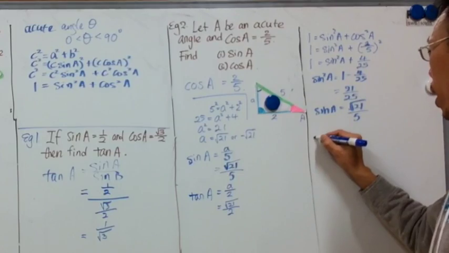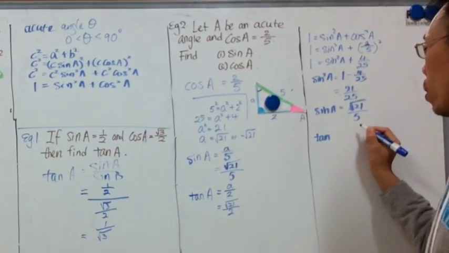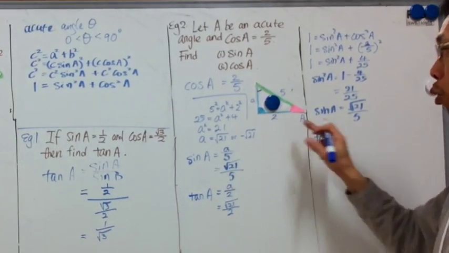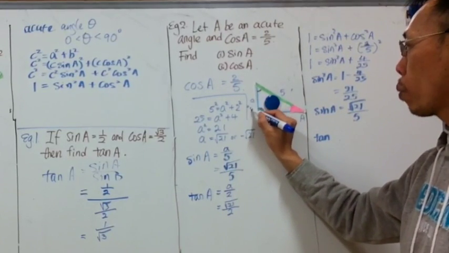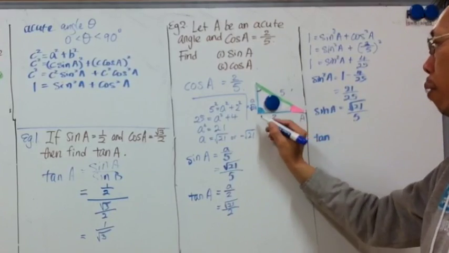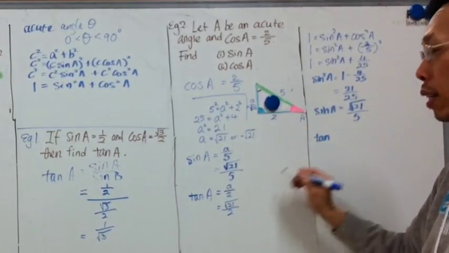And tangent A is found by first drawing the diagram and putting a here as square root of 21, and then you have square root of 21 over 2. So exactly the same as before.